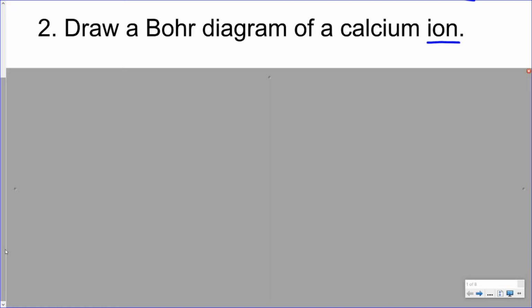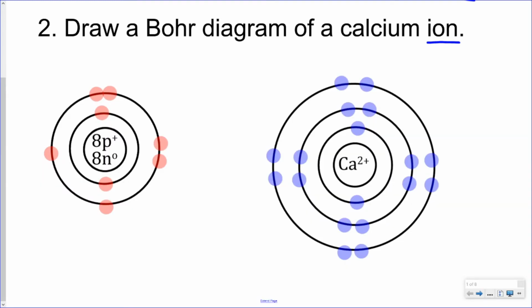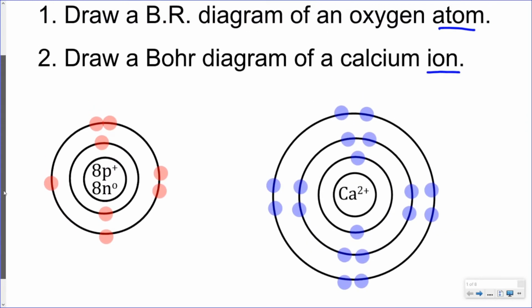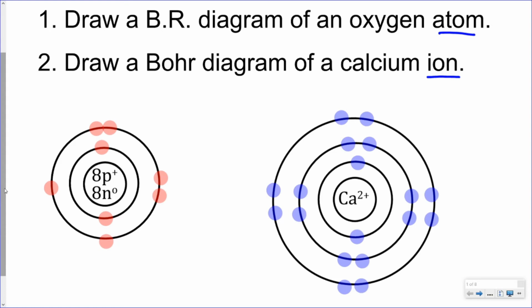Okay, let's see how you did. So here's the answers. Number 1 was draw a Bohr-Rutherford diagram of an oxygen atom. Remember, Bohr-Rutherford, 2 words, so 2 things go in the nucleus: the number of protons and the number of neutrons. And then if it's an oxygen atom, it should also have 8 electrons arranged, 2 in the first orbit, and then 6 in the second, in this order: 2, 2, 1, 1.